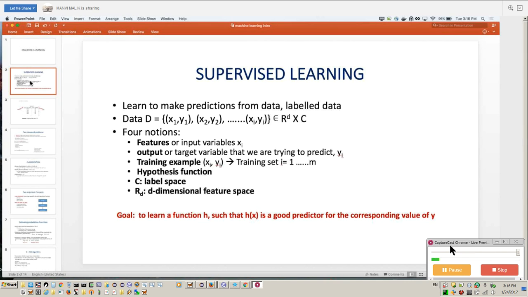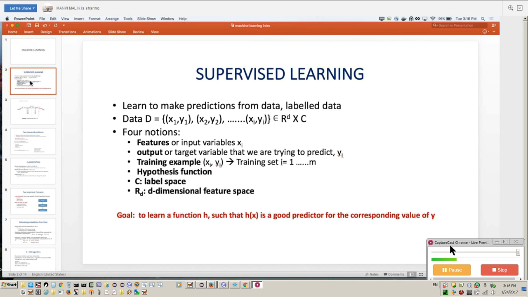So x is your data. By data, I mean your feature vector. And y is your predicted output. Let's say the famous example that we see online all over: you have the housing area and you are predicting the prices. So your housing area values are your X values. Those are your features for which you are going to predict the price of the house. So that is your output.